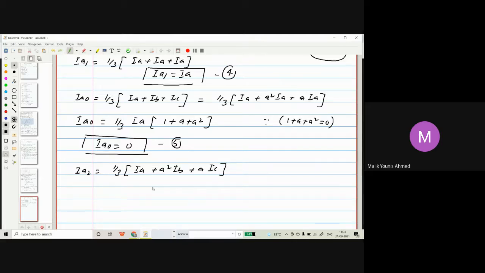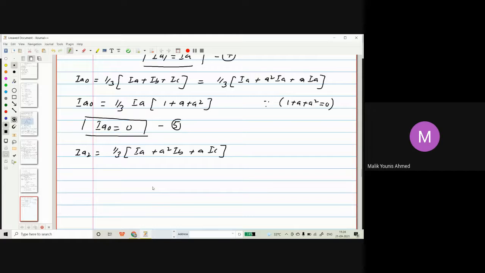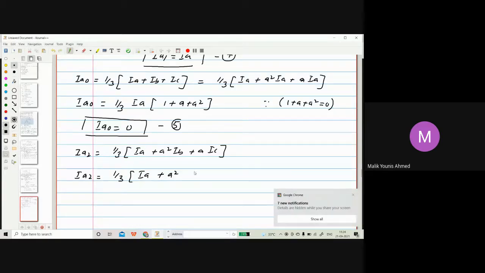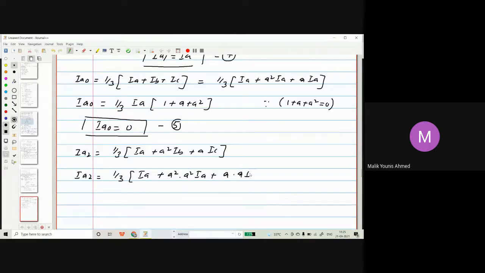So in that case, what's going to happen? IA2 will be further written as 1 by 3. I'm not going to change this IA, plus A square. That IB is what? That is A square IA. And IC, that is AIA. So IA2 can be written as 1 by 3.